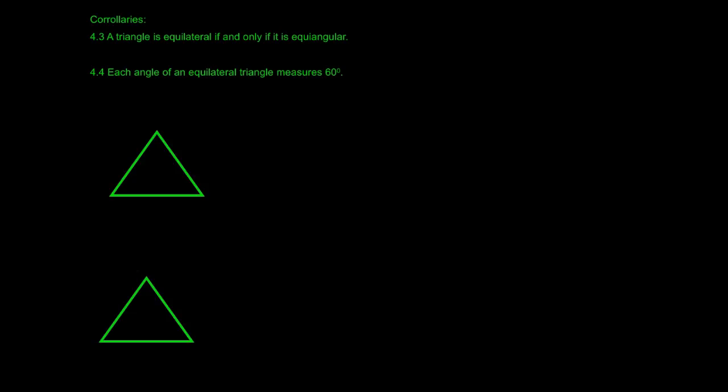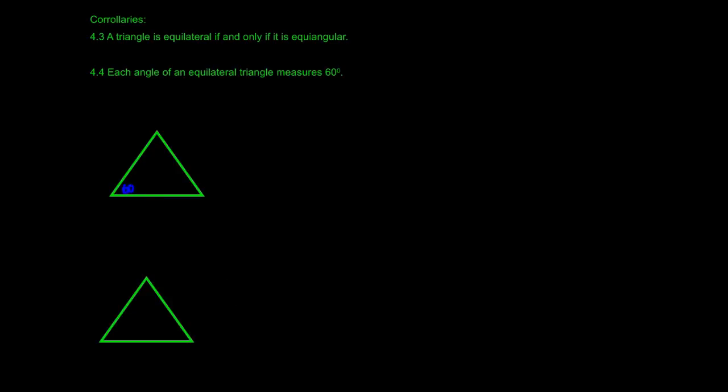All right, 2 more. These are corollaries to the isosceles triangle theorems that we just looked at. The corollaries are for equilateral triangles. So a triangle is equilateral if and only if it's equiangular. Equiangular means all the angles are the same measure. All right, so the angles would all have to be how much?